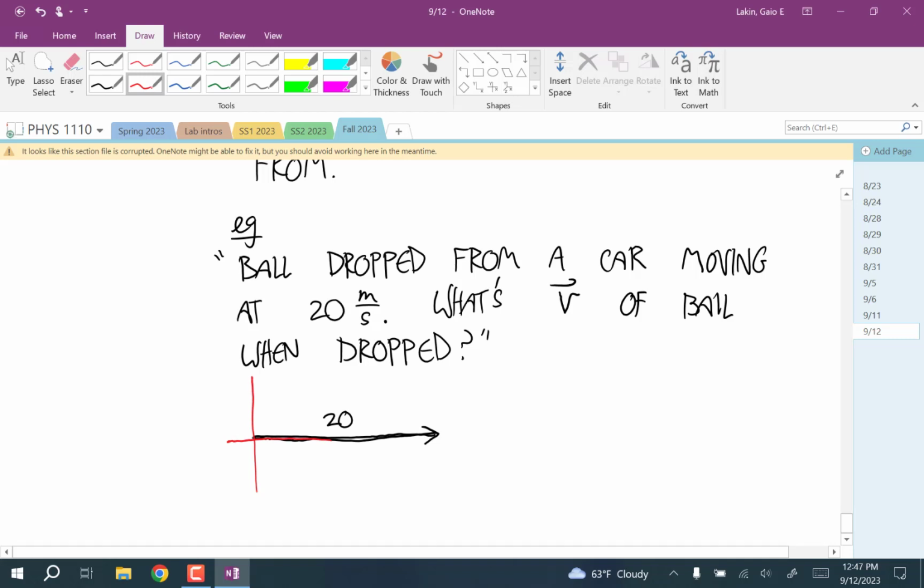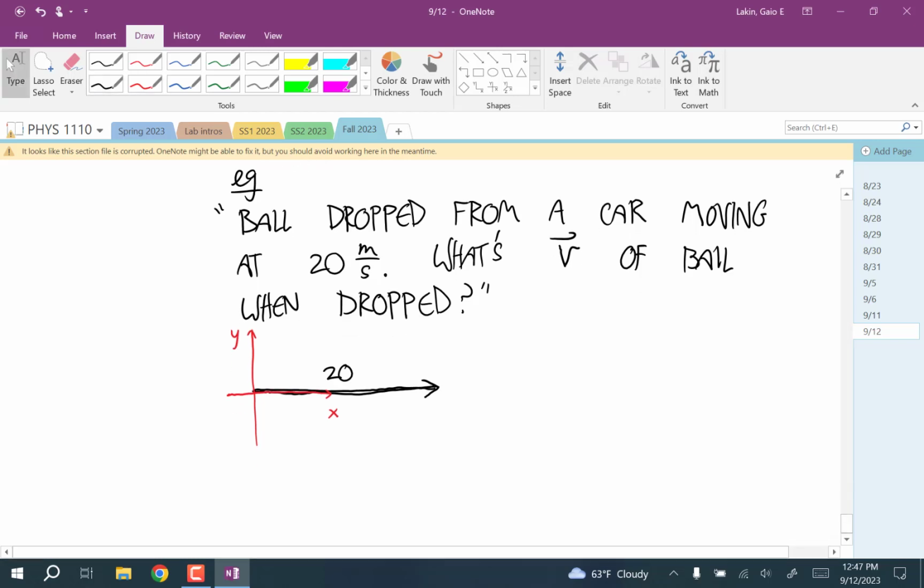So in the coordinate system, what are the components of this vector? Remember that you can always think of the components of the vector as the coordinates of the point if you put its tail at the origin. So what are the coordinates of the head there? Yep. So this is just 20, 0. And that's the velocity vector of the ball at the instant you let go of it out of the window of the car. Okay? Or inside the car.